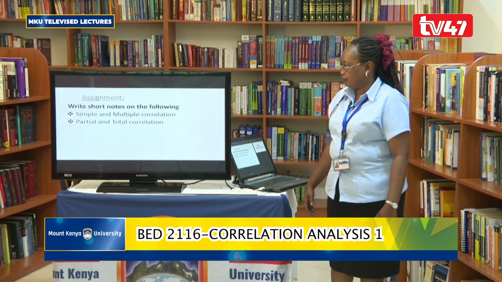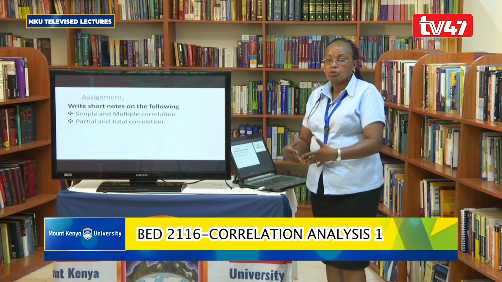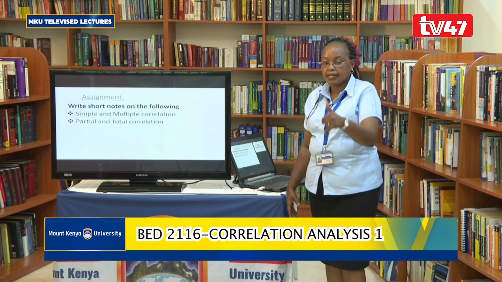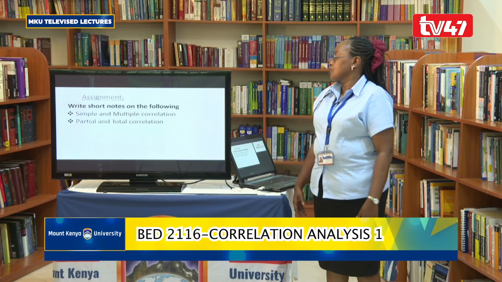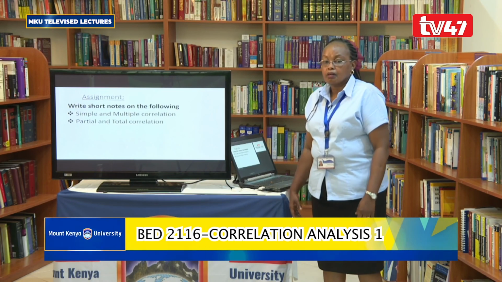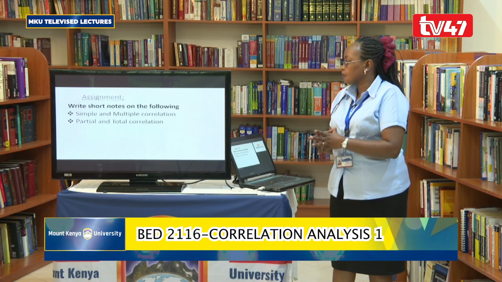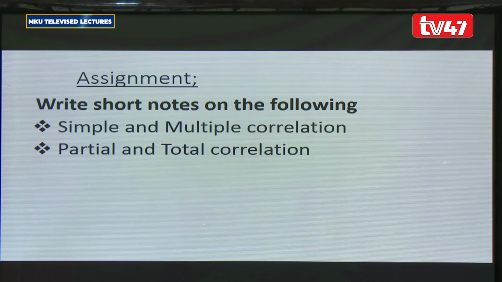And therefore, for your assignment, I would want you to go out there, research as much as you can, and make short notes on the following. One, under the types of correlation, can you read something about what we call simple and multiple correlation? You also need to read ahead and be able to distinguish between what we call partial and total correlation.